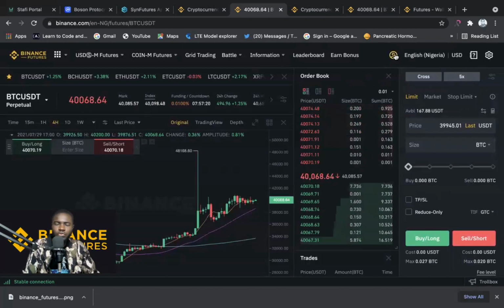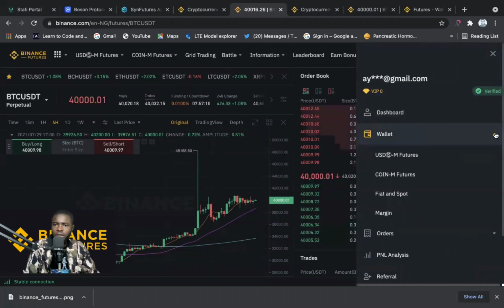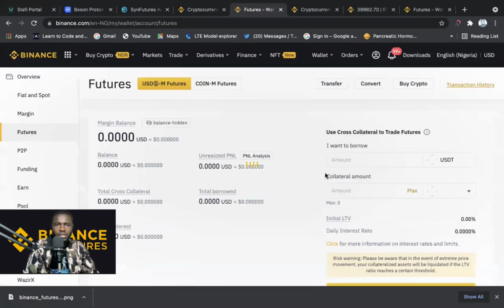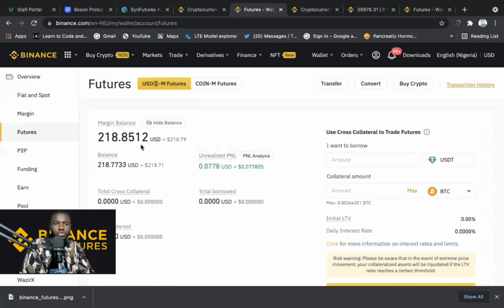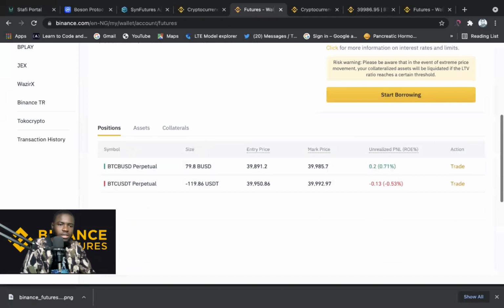Another thing I would like to evaluate here is that your balances are combined right now. So if you want to check how much USDT you have and how much BUSD you have, you can simply click on your profile here and click on wallets, right? When you click on wallets, you click on USDM futures, and it brings you to the balance page here. So you scroll down a little bit. I'm going to minimize my video a little bit so that you guys can see clearly.